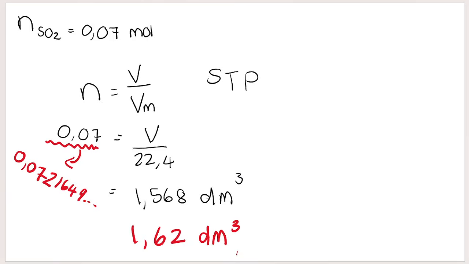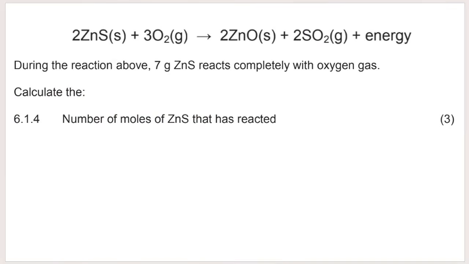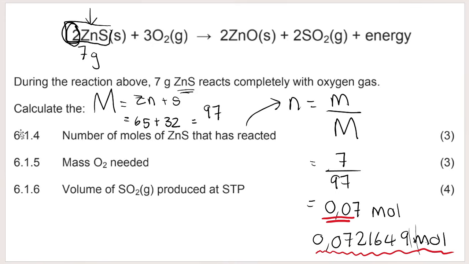I will say again that because we worked out the 0.07 in question 6.1.4, and then we use that number in 6.1.5, which was a new question, and 6.1.6, which is a new question, you are technically allowed to use the rounded off version. But if you would prefer to use the unrounded off version, you are more than welcome to, because it is technically more accurate.